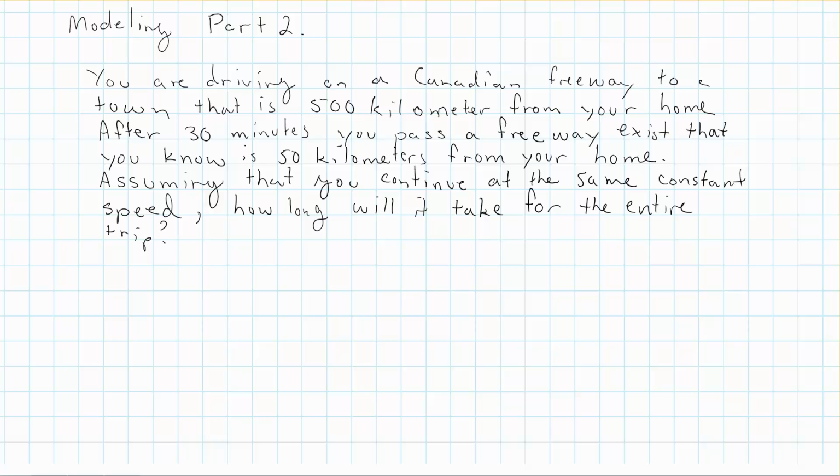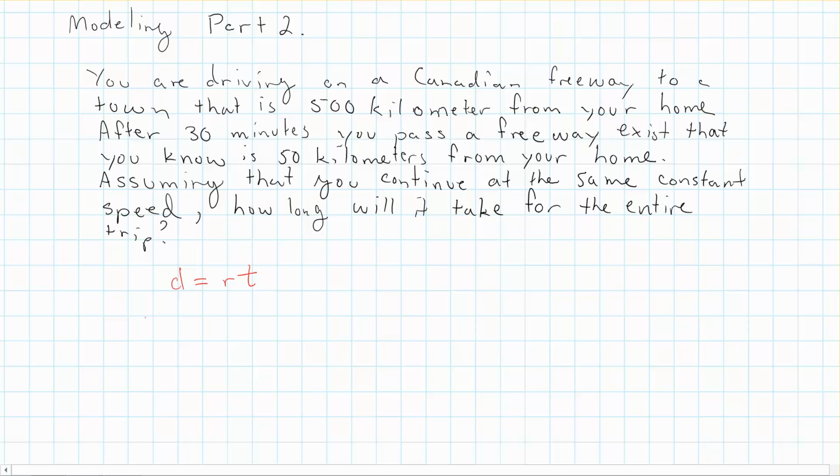You are driving on a Canadian freeway to a town that is 500 kilometers from your home. After 30 minutes, you pass a freeway exit that you know is 50 kilometers from your home. Assuming that you continue at the same constant speed, how long will it take for the entire trip? The first thing we should remember, when talking about distance traveled, is that distance is equal to rate times time.